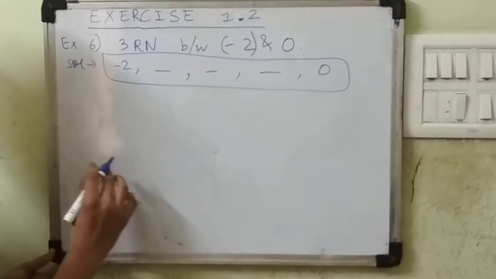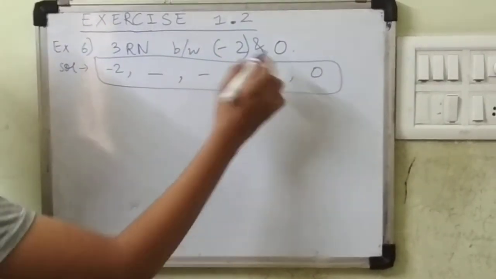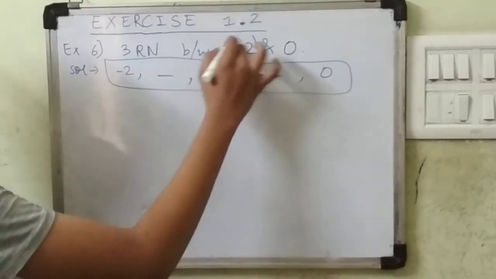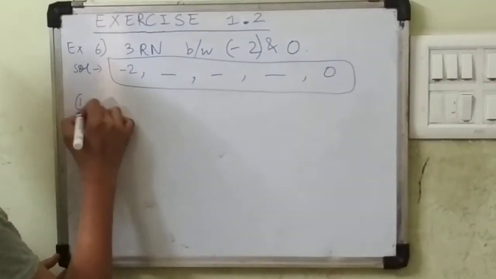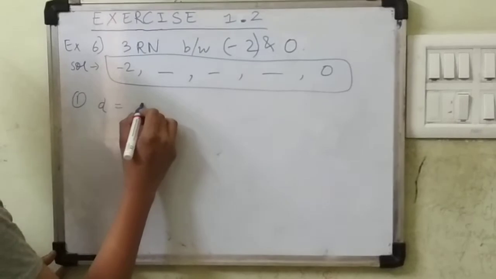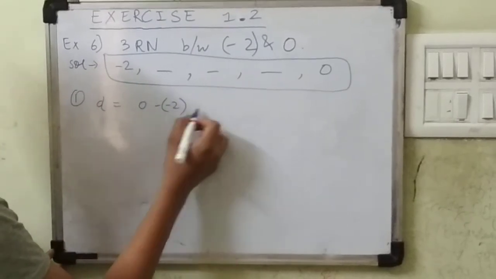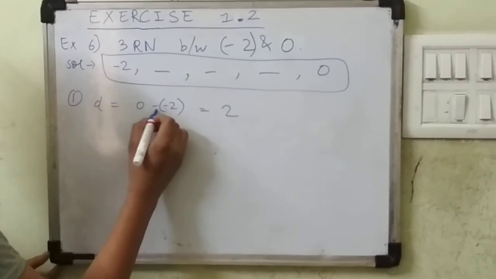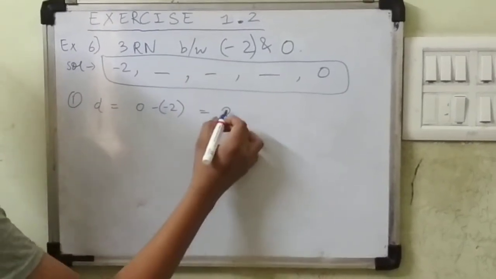For that, you first have to find the difference between these two numbers. Which one is greater, -2 or 0? 0 is greater. So 0 minus -2. First step: d is equal to 0 minus -2, that is equal to 2. How? You know that if two minus signs come consecutively, then the answer is positive, which is 2.